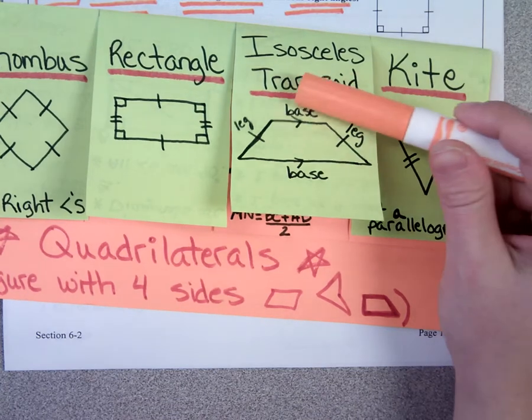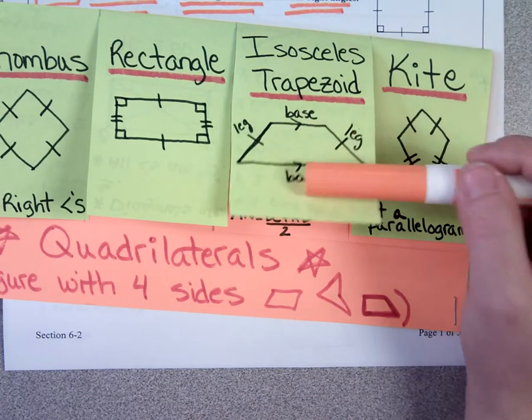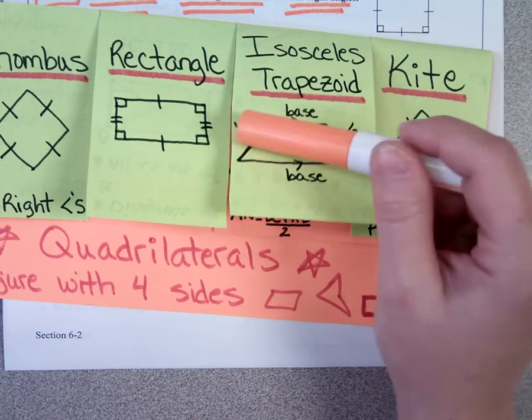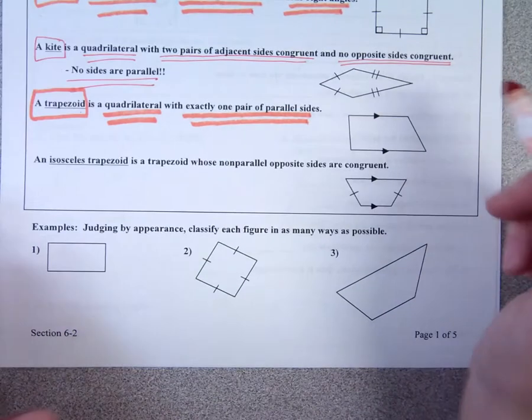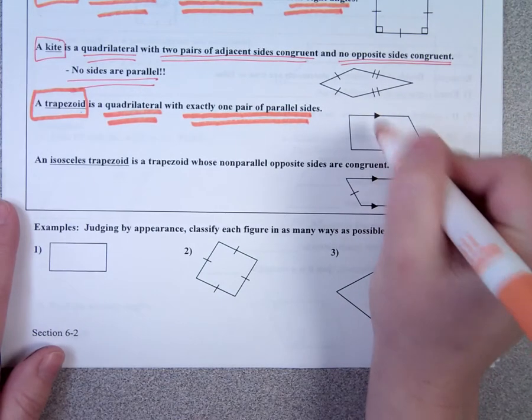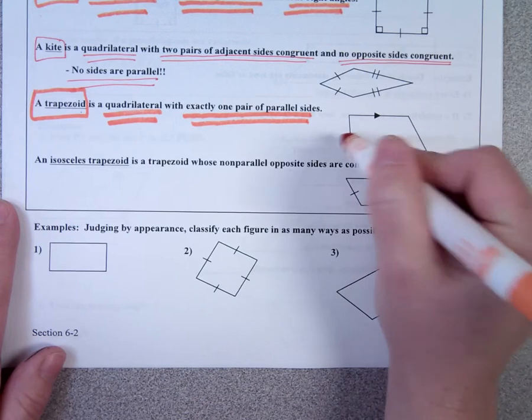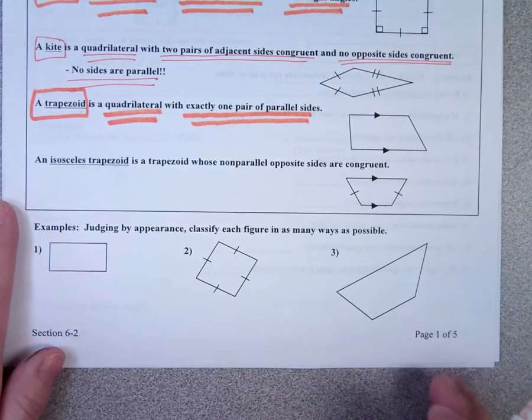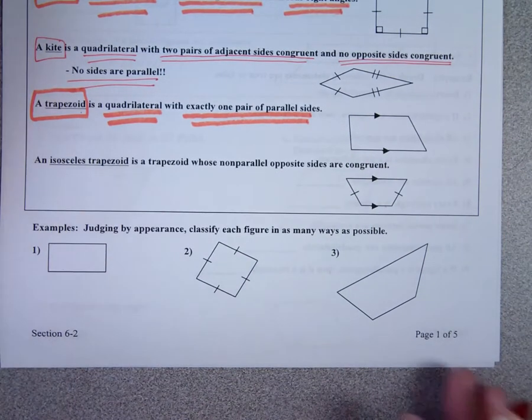Bases. In the trapezoid, your parallel sides, those are your bases, and the sides that aren't parallel, those are the legs. So in a trapezoid, your parallel sides are called the bases, and the ones that aren't parallel are called the legs. And we'll need to know that more for later.